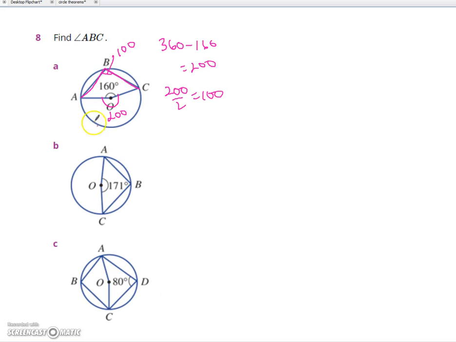I'm going to do exactly the same for part B. Take 171 away from 360, get your answer, halve it, and that will give you your angle up here. This one here, if I know that that's 80 there, I know that this is 160. If I know that's 160, I can then work out this one. I can then halve that one.